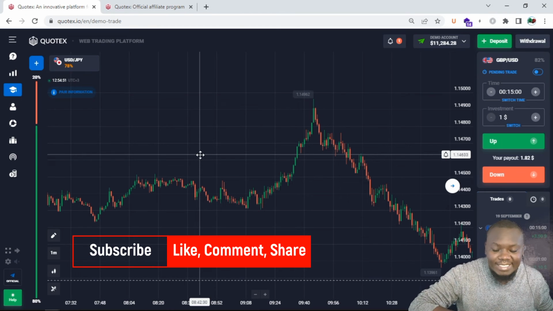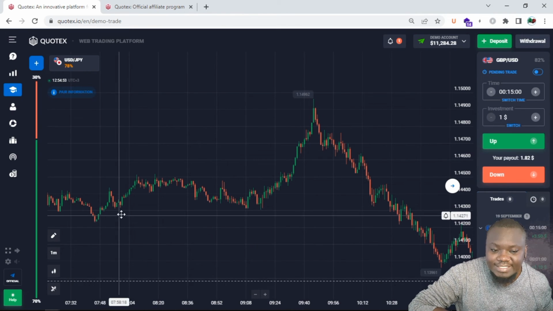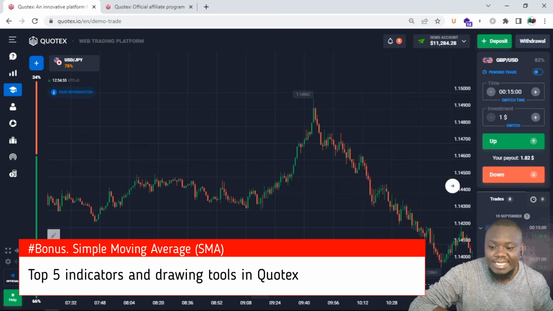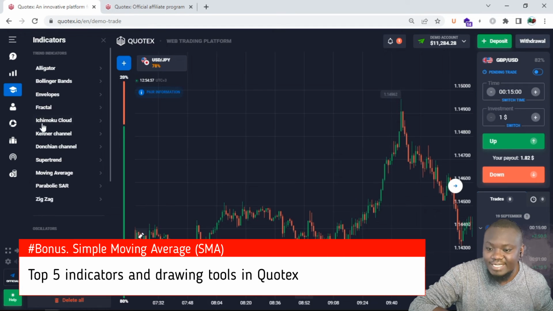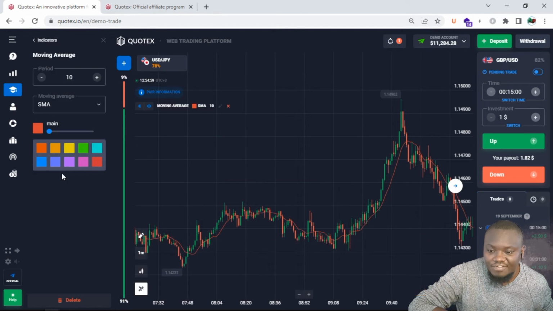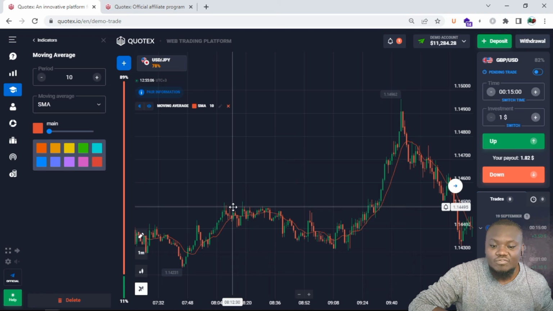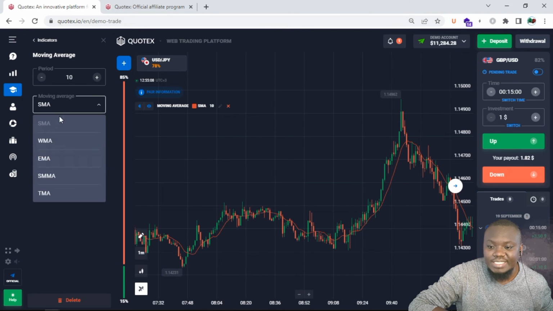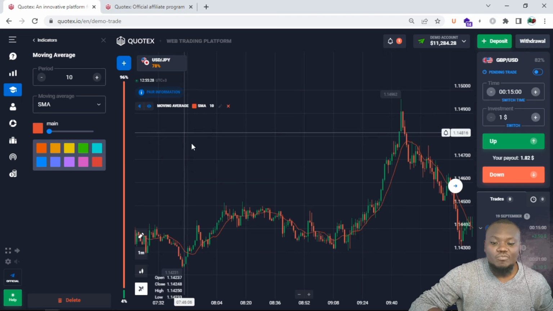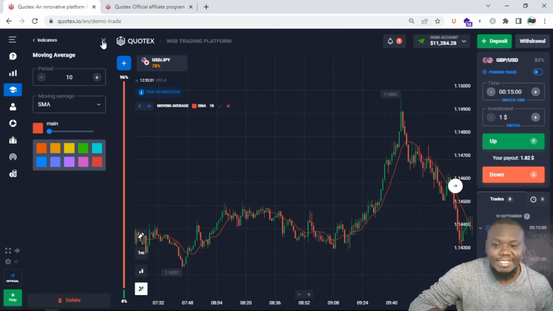And the last indicator that I want us to talk about is the SMA indicator. You can add it by clicking on the indicators tab and moving to moving average. Click on it once and it will be set to your chart. There are very many different types of moving averages. There is SMA, we have WMA, we have EMA, we have SMMA, and we have TMA. They all work the same, except some of them put a lot of emphasis on the data that is being analyzed.